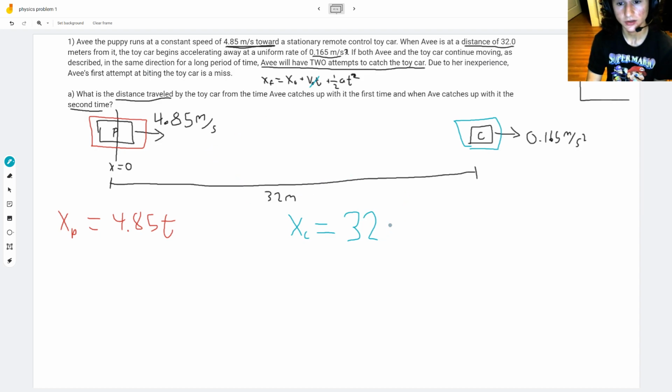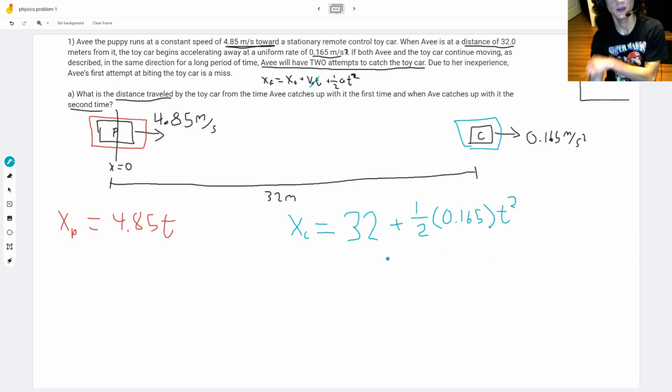So next, we're going to be adding the acceleration. It's saying it's accelerating at a uniform rate of 0.165 meters per second squared. And from our equation, we can see that A fits right in between 1/2 and t squared. So 1/2 times our A, which is 0.165, and then we have our t squared again.